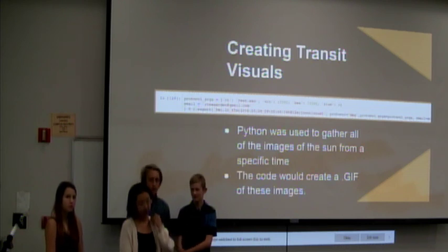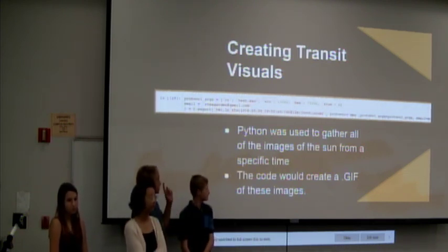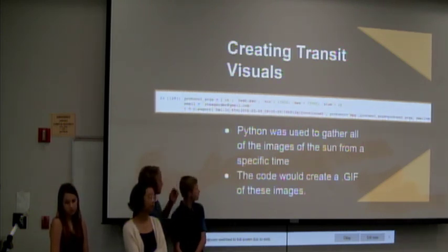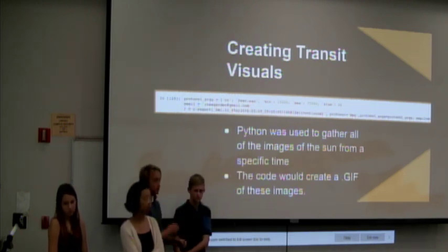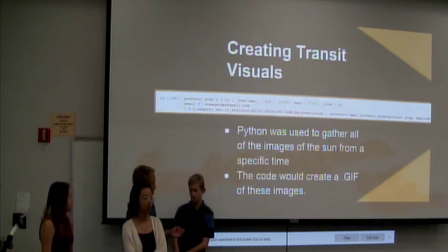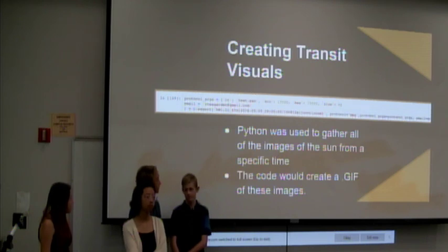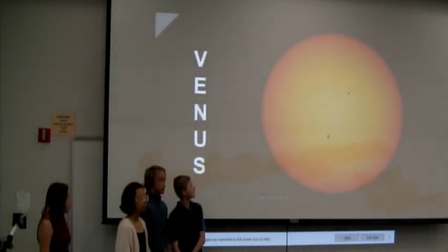So basically we used Python to create little movies of the transits. This code right here would search the database for the images of the sun, and then it would put them all together into one GIF so that we could visualize the transits of both Mercury and Venus. You can see right here, this is Venus. So we created this with Python.